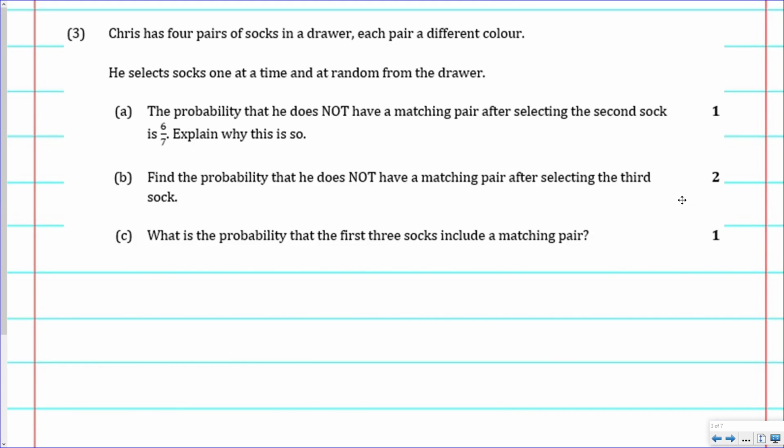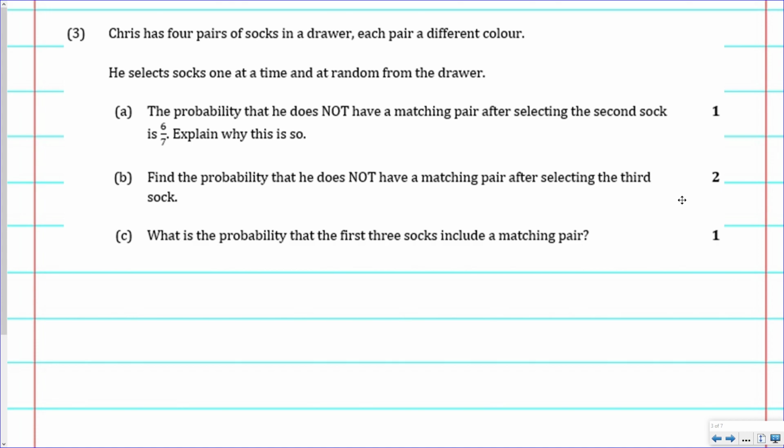So let's go on to question 3 now. Chris has 4 pairs of socks in a drawer, each pair being a different color. He selects his socks one at a time at random from the drawer. The probability that he does not have a matching pair after selecting the second sock is 6 over 7. Explain why this is so.